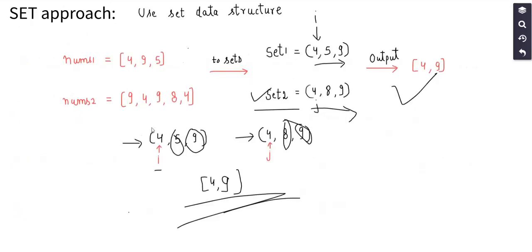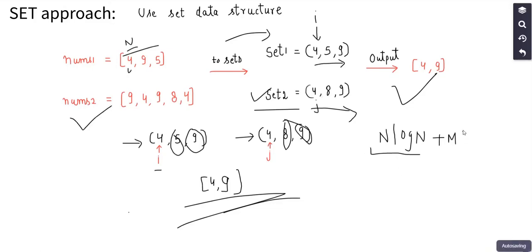Now the time and space complexity for this approach. You can see that for this approach, the time complexity is n log n. The time complexity for insertion of an element into a set is log n, and we have to insert n elements. So that's why n log n. Same for array 2, hence m log m, where m is the number of elements in array 2. So this is the overall time complexity for this problem.